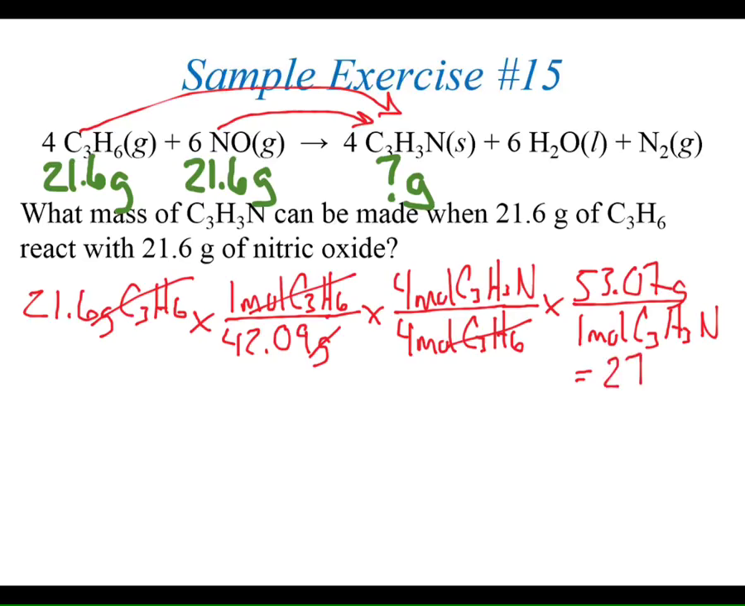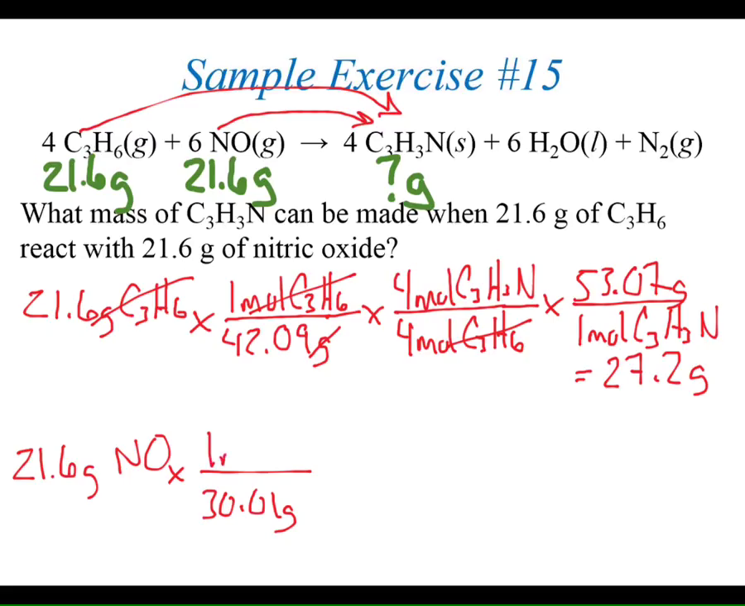27.2 grams, okay. We're halfway there. What do I do next? Make the other one. Let's take 21.6 grams now of NO and turn it into acrylonitrile. So molar mass first. A 14 and 16 makes 30.01.